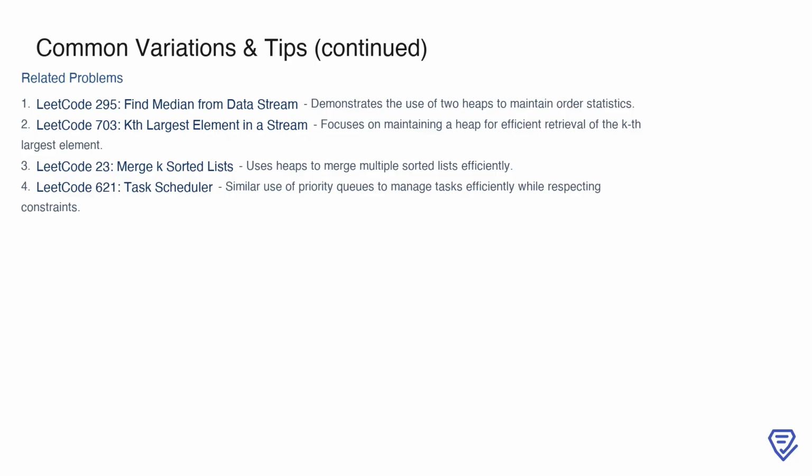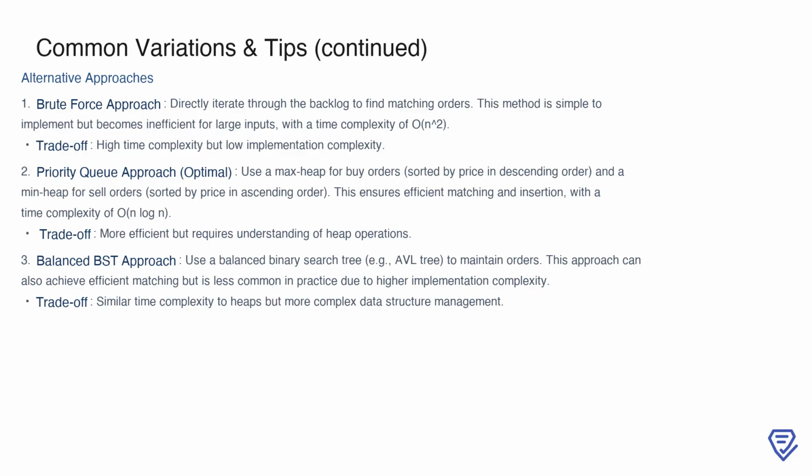Finally, LeetCode 621, Task Scheduler, involves a similar use of priority queues to handle tasks efficiently while satisfying certain constraints. By exploring these problems, you can strengthen your grasp of heap-based algorithms and their diverse applications. When considering alternative approaches to solve this problem, there are three main strategies to evaluate. The first is the brute force approach, where you directly iterate through the backlog to find matching orders. While this method is straightforward to implement, it becomes inefficient for large inputs due to its O(n squared) time complexity.